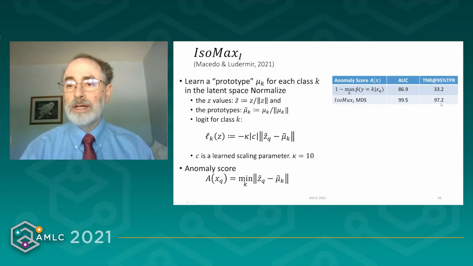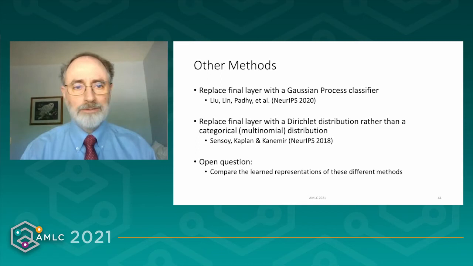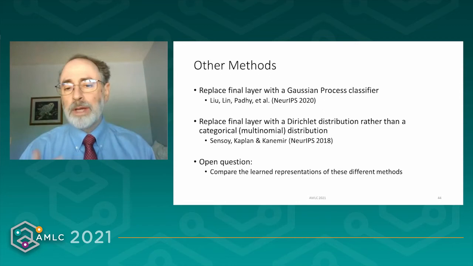And there have been several other proposals, right, for putting a Gaussian process as the final layer, or a Dirichlet distribution instead of a categorical distribution. And I think an open research question here is that we need to compare the learned representations of these different methods to see how they're doing.